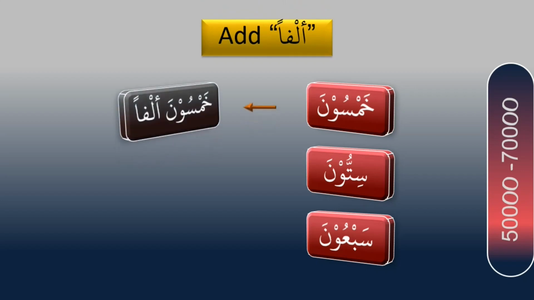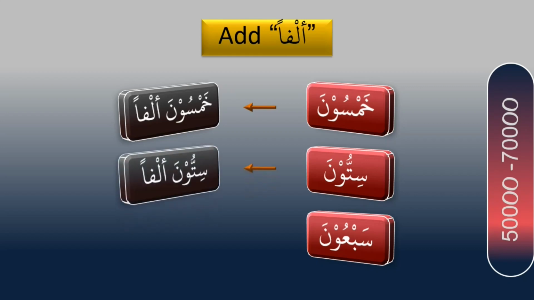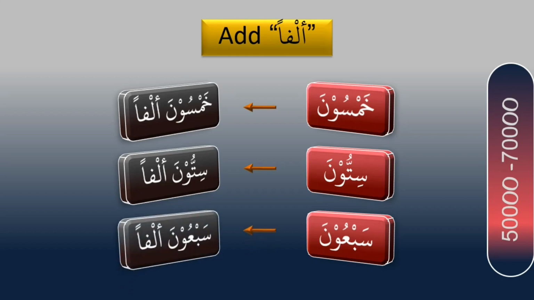So when I add alfan at the end of Khamsun, I get Khamsuna alfan, 50,000. Khamsuna is 50 and Khamsuna alfan is 50,000. Similarly, if I add alfan at the end of Sittun, I get Sittuna alfan, 60,000. Likewise, if I add alfan at the end of Sab'un, I get Sab'una alfan, 70,000. Sab'una is 70 and Sab'una alfan is 70,000.